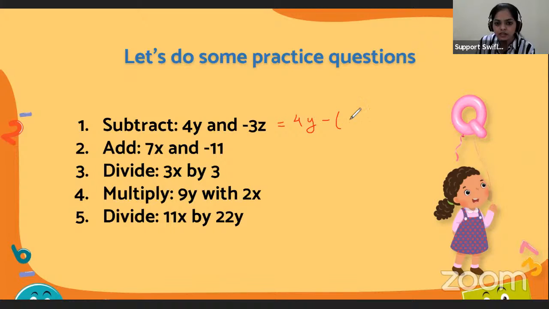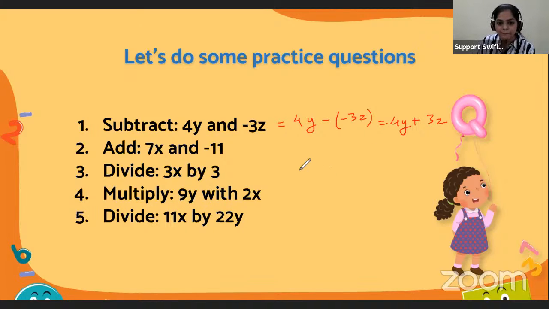So we know that this is 3z. All right. And what do you think? It will become 4y minus what? We know that minus minus becomes what? Plus. So what we get as our answer? 4y plus 3z. Any doubt? So the answer for the first question will be equal to 4y plus 3z, as we have to subtract 4y with minus 3z.